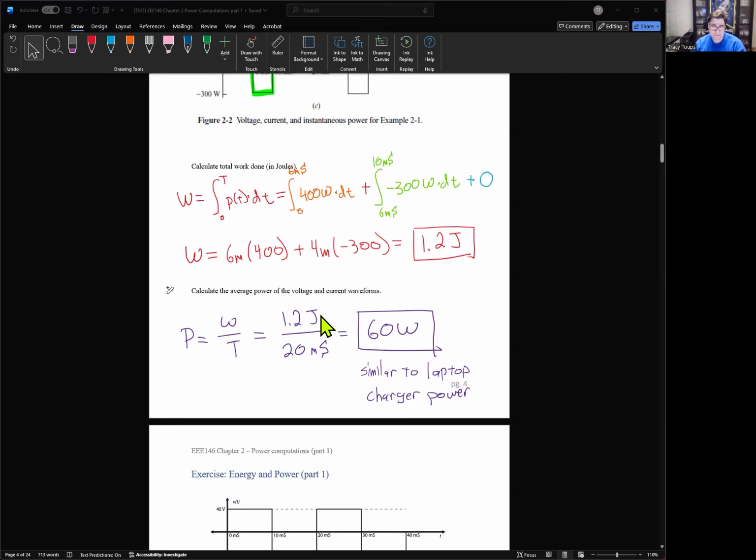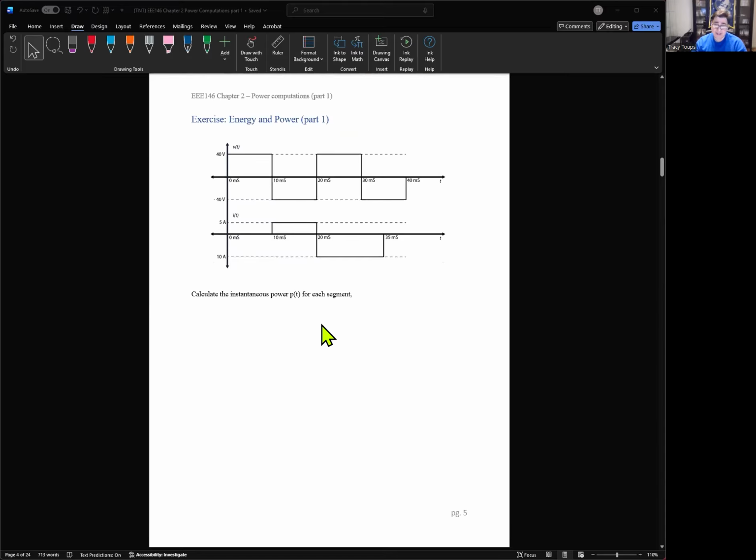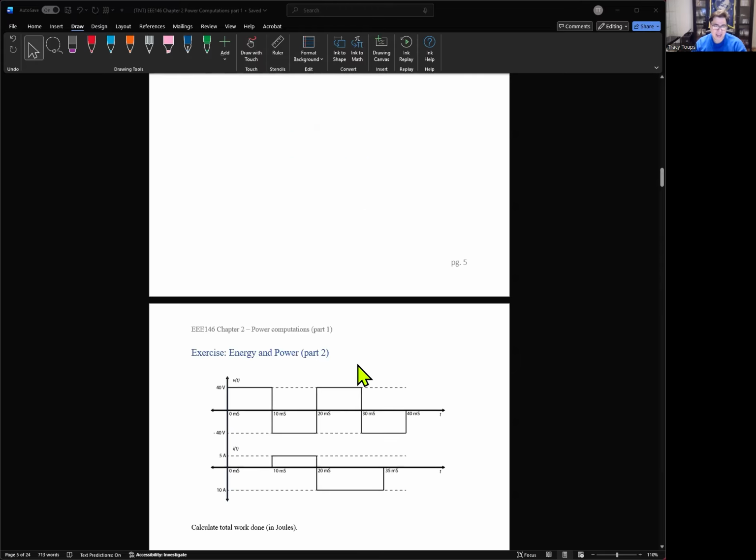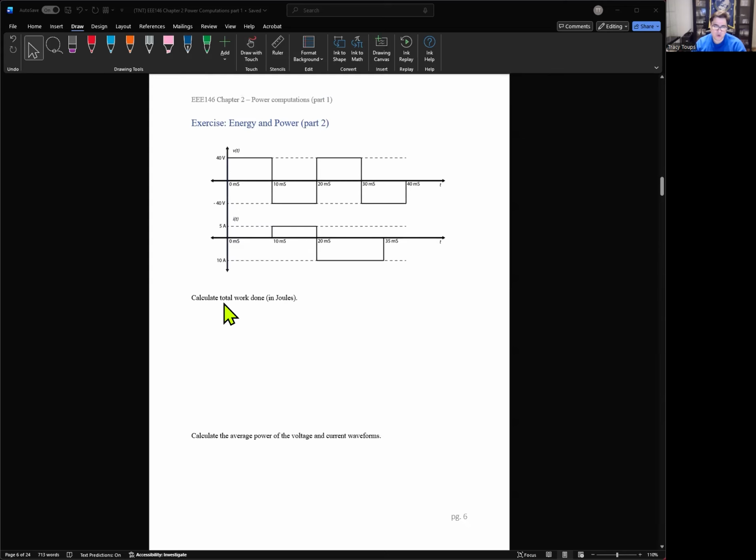Okay. Here, we're going to take a 15-minute break where I want you to work on this exercise. I have voltage and current waveforms. I want you to do exactly what you did before. I want you to calculate instantaneous power, p(t), for each segment where it changes. And then I want you to calculate the total work done in joules for the whole circuit. And then I want you to calculate the average power of the voltage and current waveforms at the end.